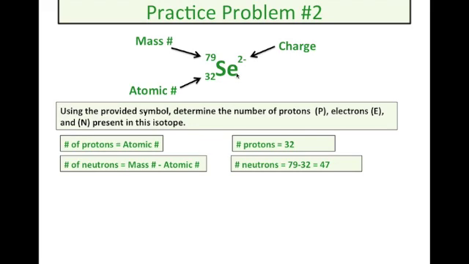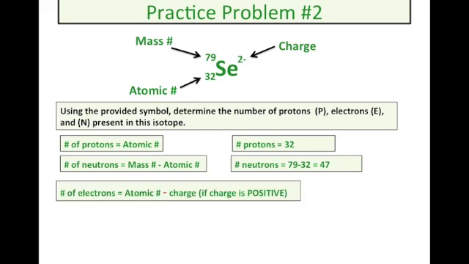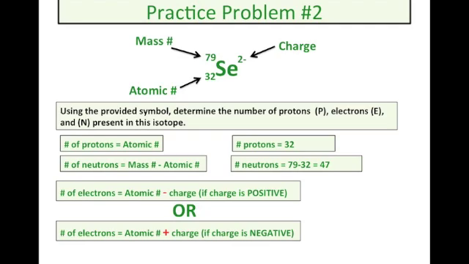Again, because this particular isotope has a charge, the number of protons and electrons are not the same. So we have to look at the type of charge to determine whether or not we're going to be adding or subtracting the charge value. Again, if the charge is positive, you would subtract the charge value from the atomic number. But if the charge is negative, as in this case, you're going to add the charge value to the atomic number. When the charge is added to the atomic number, we see we have 34 electrons.